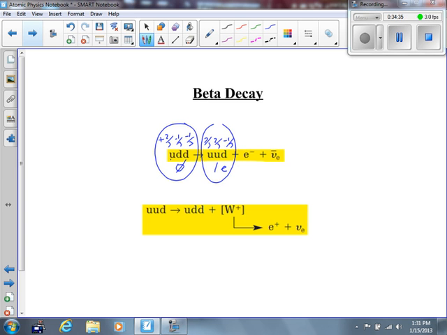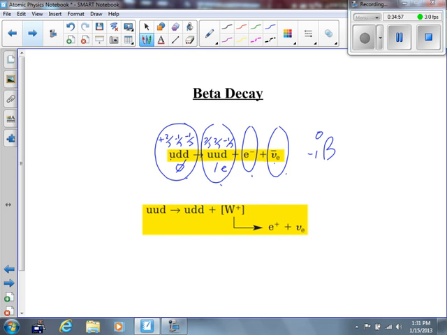So it is what it is. What's this thing right here? The anti-neutrino. So what kind of decay do we have here? Beta what? Beta negative decay. We've got a neutron changing into a proton and an electron, and we have an anti-neutrino produced as well. Let's take a look at the next one.